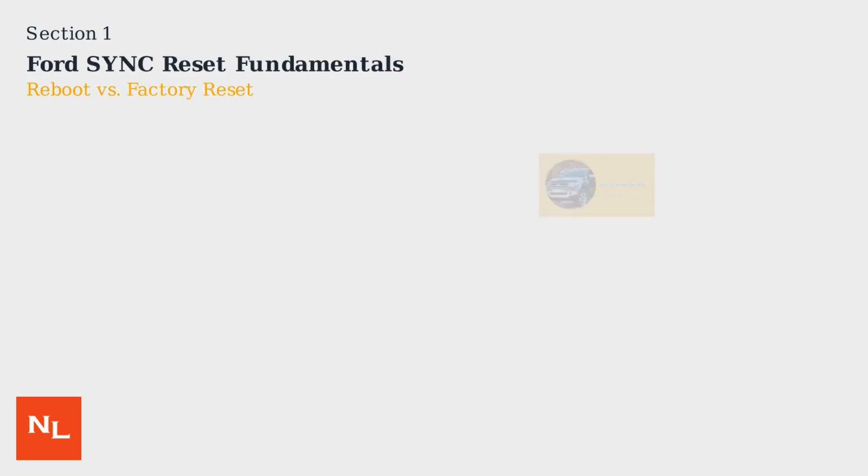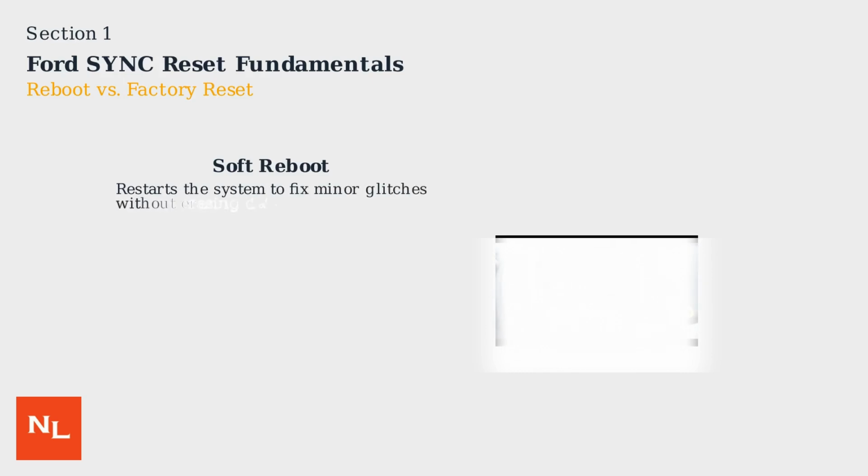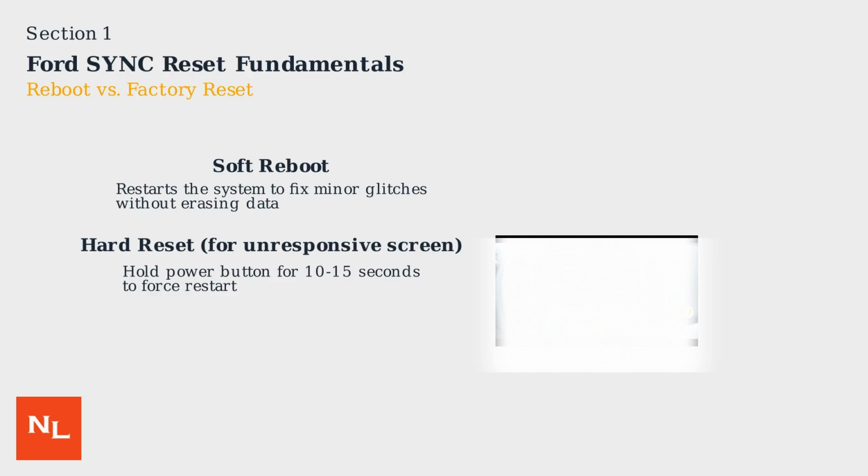Ford Sync resets come in two primary forms: soft reboots and factory resets. A soft reboot restarts the system to fix minor glitches without erasing data. You can typically perform this via the vehicle's ignition or touchscreen menu. If your screen is unresponsive, try holding the power button for 10 to 15 seconds to force a hard reset.